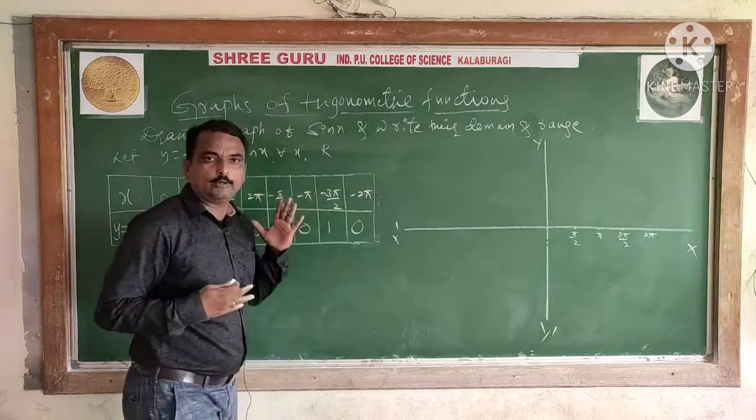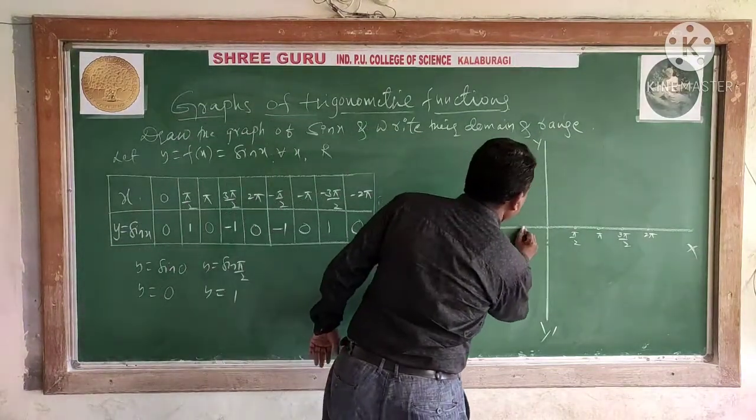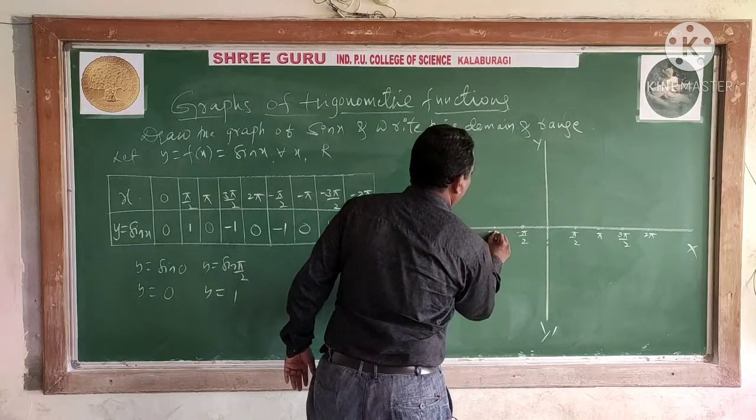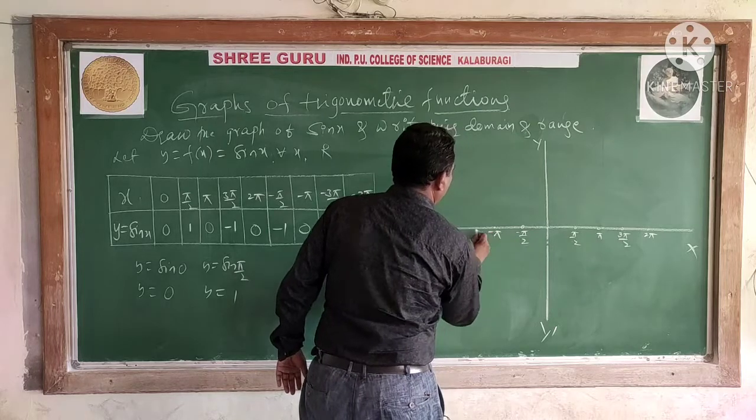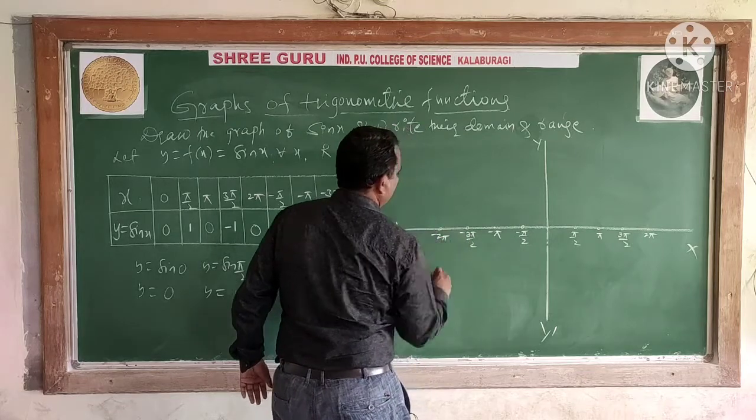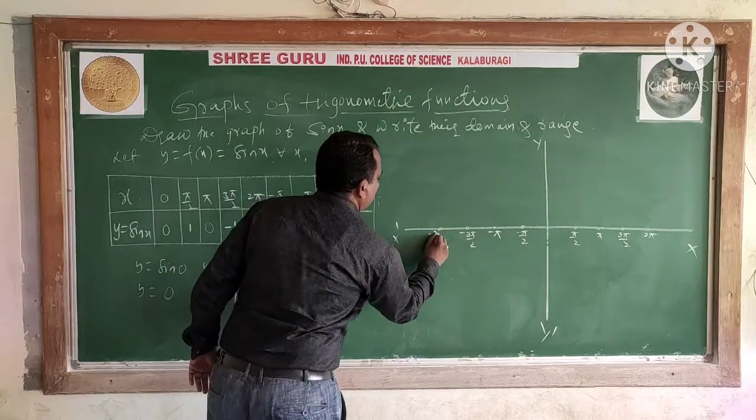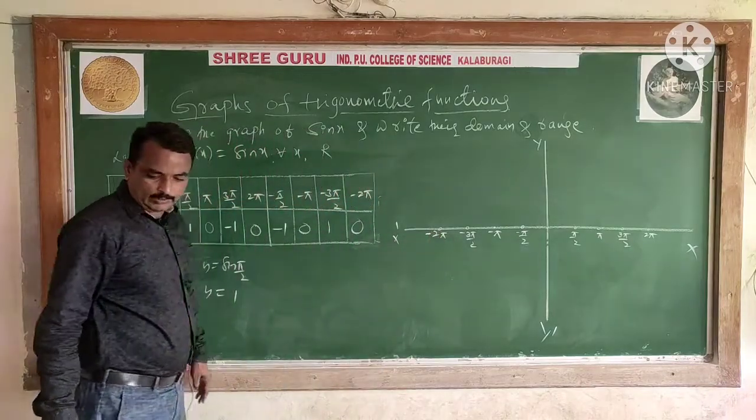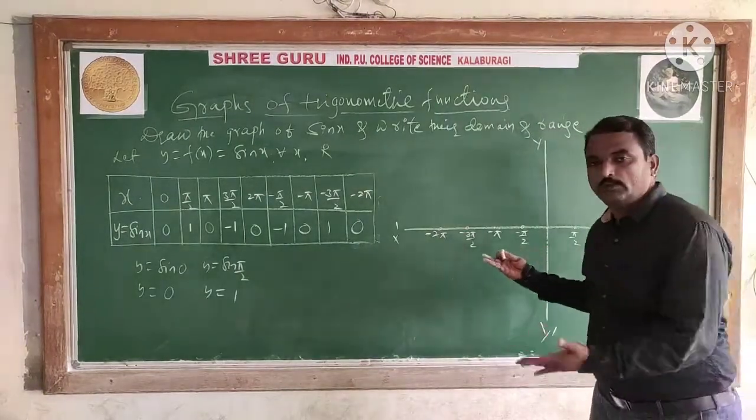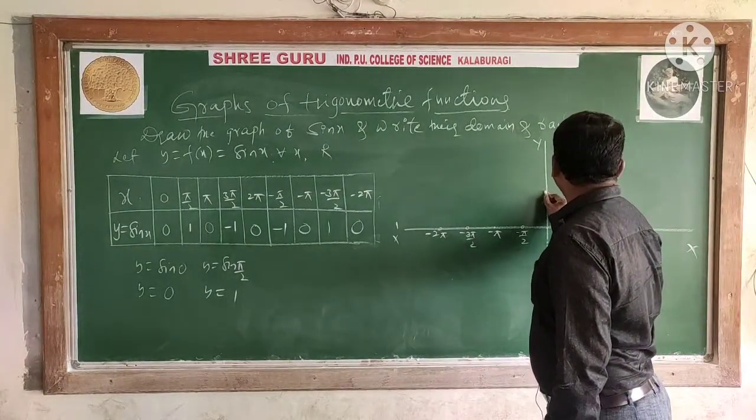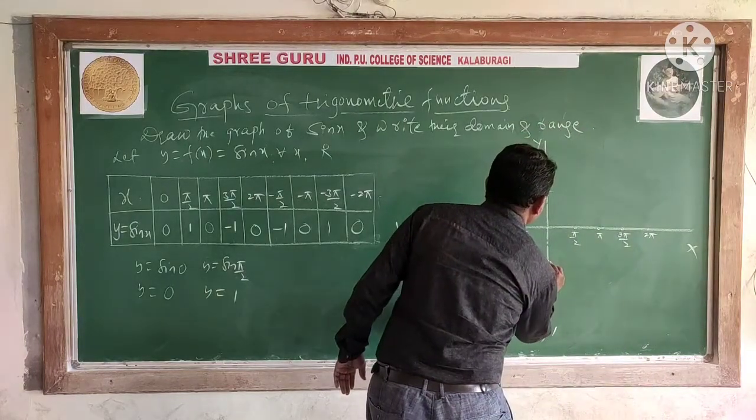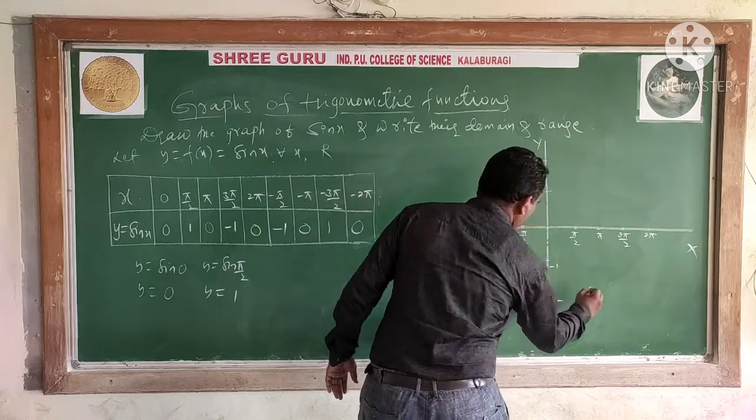The same values, negative values here. We will take care of the negative values on the negative x-axis: minus pi by 2, minus pi, minus of 3 pi by 2, minus of 2 pi. So the negative values on the negative x-axis and the positive. This is the Cartesian plane. Here we will mark the x-axis along the x values, the y-axis along the y values. So this is plus 1, 2 it is, minus 1, minus 2.